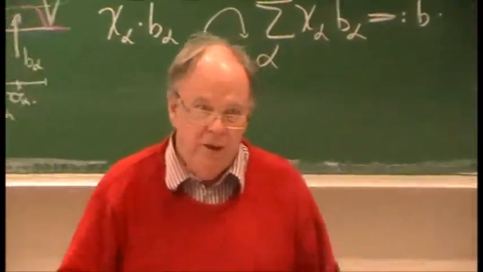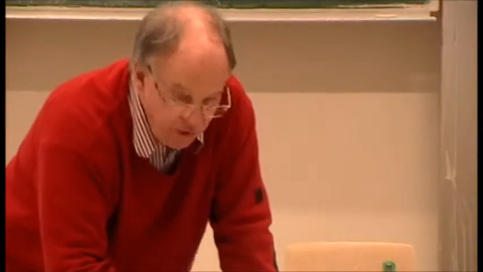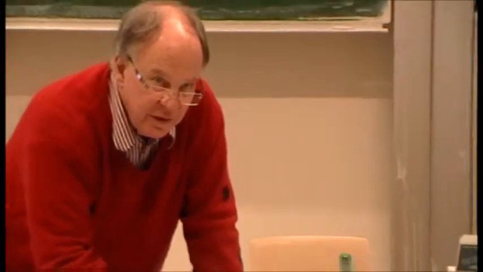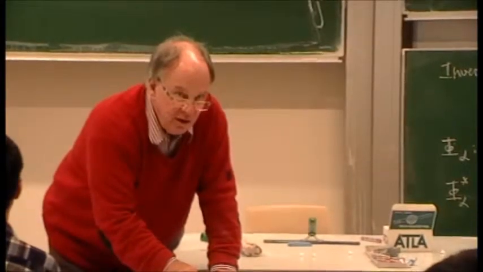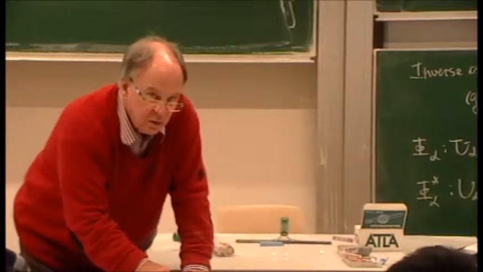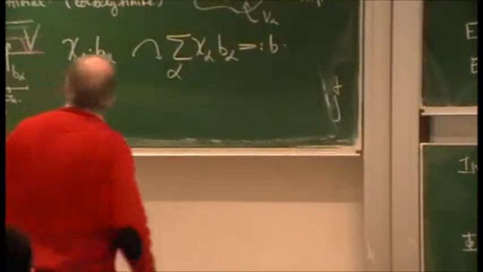Okay. That's what I just said. If I give you a point, this is going to be in only finitely many of these U alphas, or V alphas, right? So the sum is really going to be finite always. I mean, it looks infinite, but it's not. Okay, so this is a positive definite.